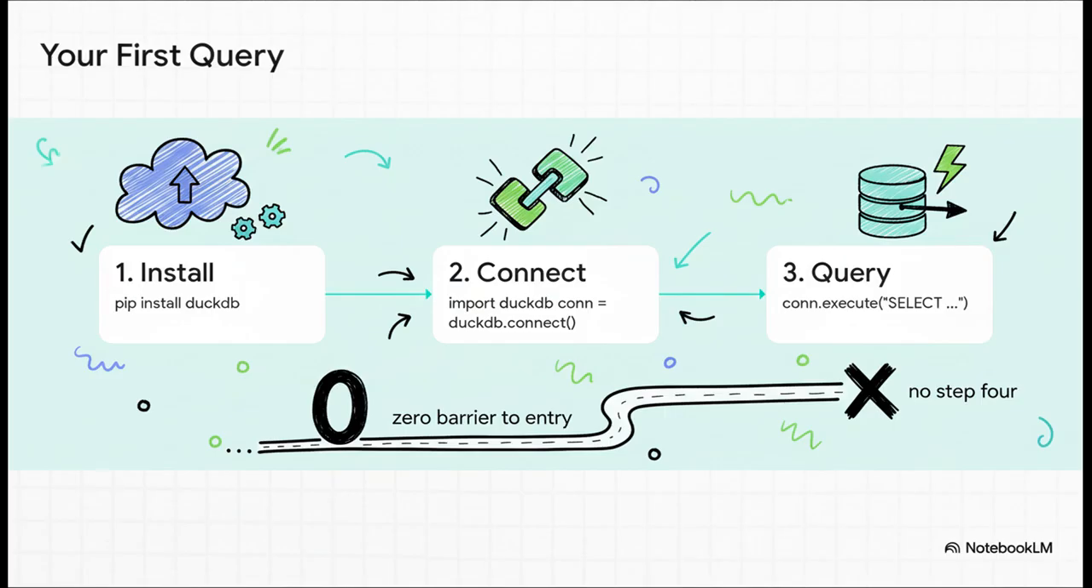1, pip install DuckDB. 2, you import and connect. You don't even need to give it a file path if you just want to work in memory. And 3, you start running SQL. Seriously, there's no step 4. The barrier to entry here is basically on the floor.